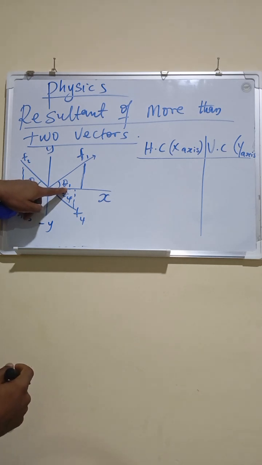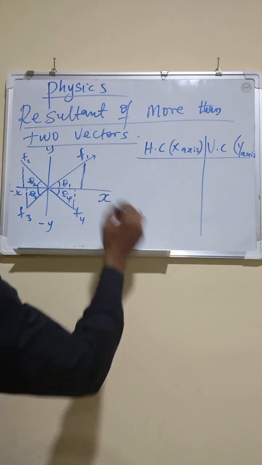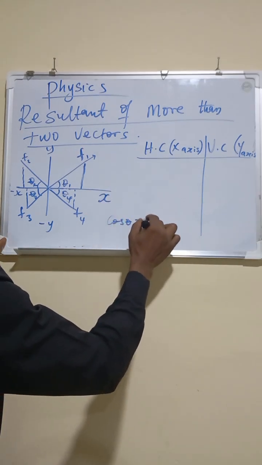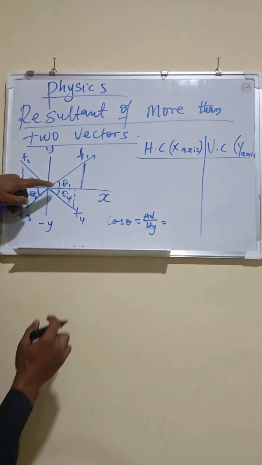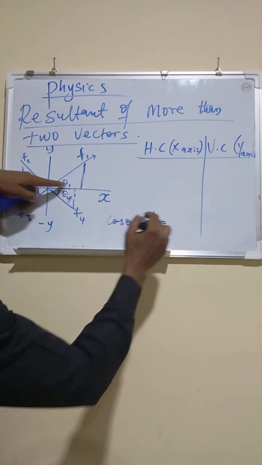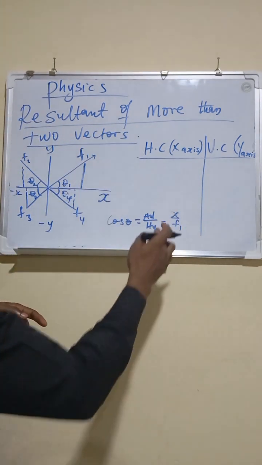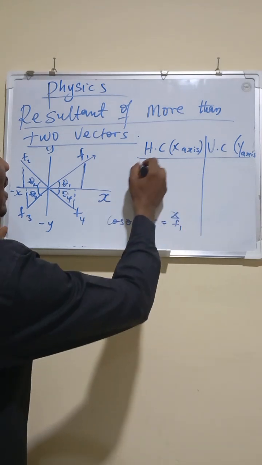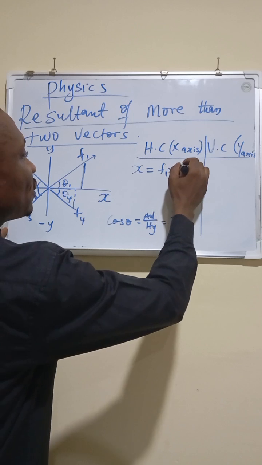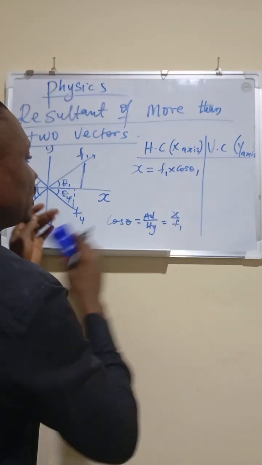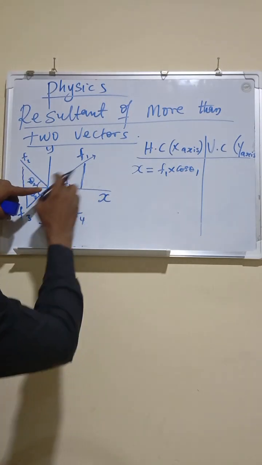This is x. So adjacent over hypotenuse will be cos. That is to say, cos theta equals adjacent over hypotenuse. From here, our adjacent is positive x, and our hypotenuse is F1. So if you cross multiply, you now have x equals F1 times cos theta 1. Now let's do the vertical.